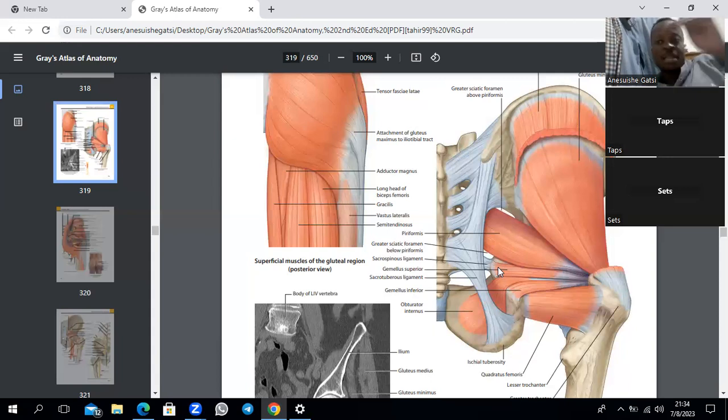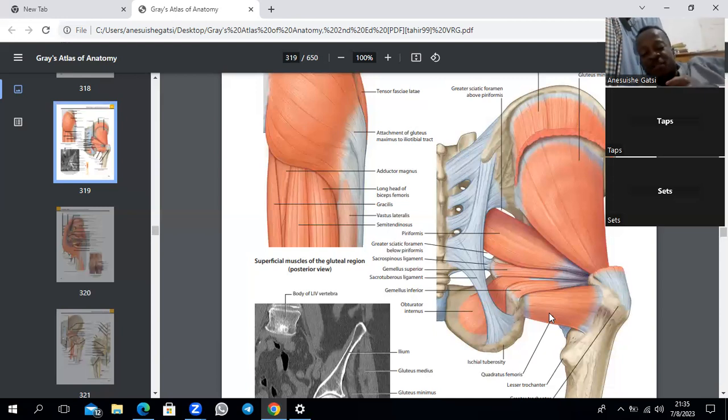So remember I said gemelli superior has the same innervation as the muscle below it. Gemelli inferior, same innervation as the muscle below it. The nerve is named after the muscle below. For example, the innervation for gemelli superior and obturator internus will be nerve to obturator internus. The innervation for gemelli inferior and quadratus femoris will be nerve to quadratus femoris.